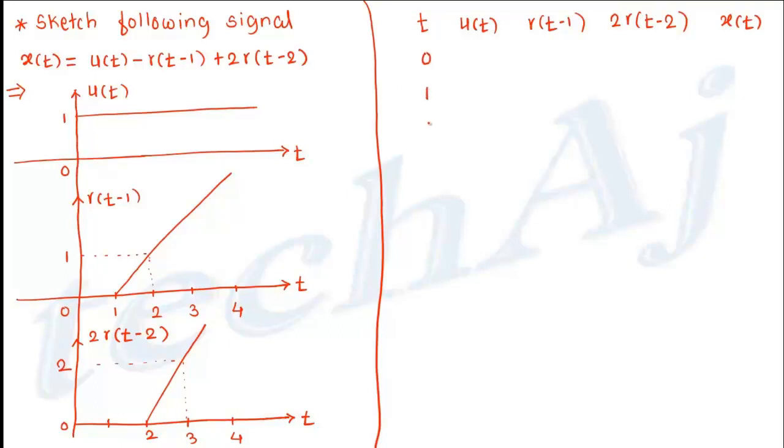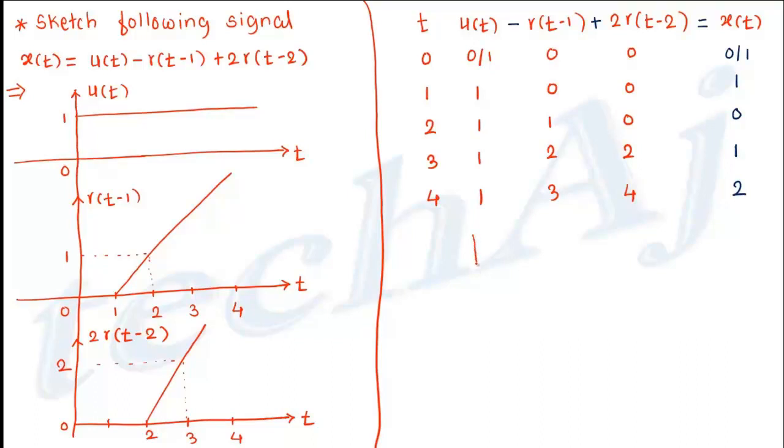We'll take some sample values of t: 0, 1, 2, 3, 4. U of t will change from 0 to 1 at t equal to 0 and remains 1. R of t minus 1 is 0 till t equal to 1 and from t equal to 2 it will start increasing by a factor of 1. Similarly, 2r of t minus 2 will have amplitude 2 at t equal to 3 and 4 at t equal to 4. Now perform the operation on the amplitudes of these signals by considering initial and final values separately. We'll get the amplitudes of x of t.